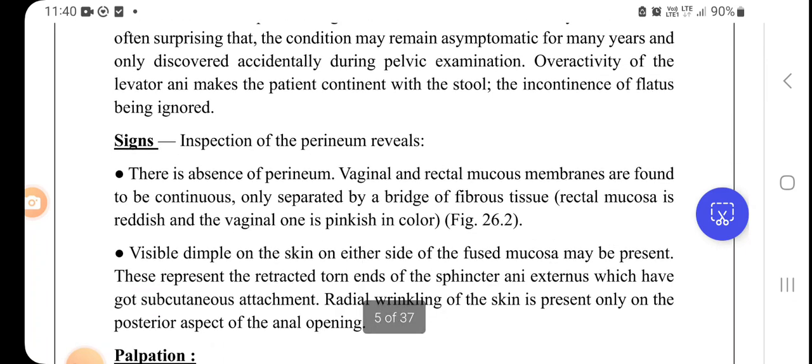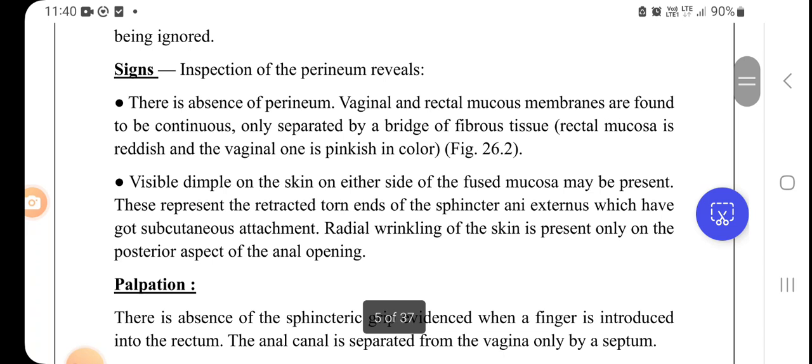Inspection of the perineum reveals, when you inspect the perineum, you can see there is absence of perineum. Vaginal and rectal mucous membranes are found to be continuous, only separated by a bridge of fibrous tissue. The rectal mucosa is reddish and the vaginal one is pink in color. Then visible dimples on the skin on either side of the fused mucosa may be present, and these represent the retracted torn ends of the sphincter ani externus, which have got subcutaneous attachment. Then radial wrinkling of the skin is present only on the posterior aspect of the anal opening.